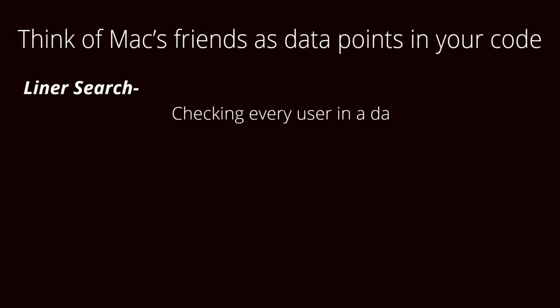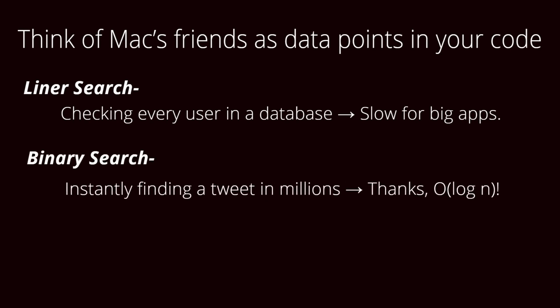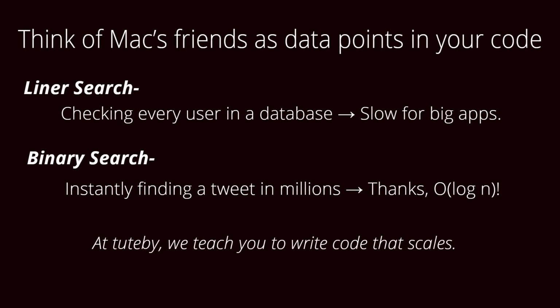Think of Mac's friends as data points in your code. Linear search equals checking every user in a database. It's slow for big apps. Binary search equals instantly finding a tweet in millions, that is big. Oh! At TootBuy, we teach you to write code that scales.